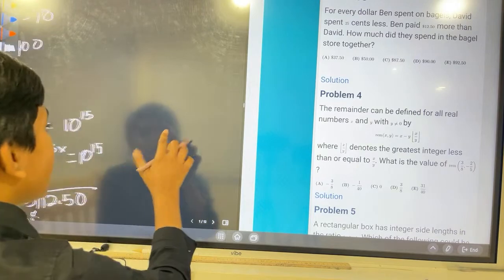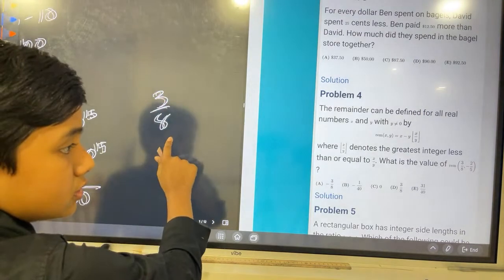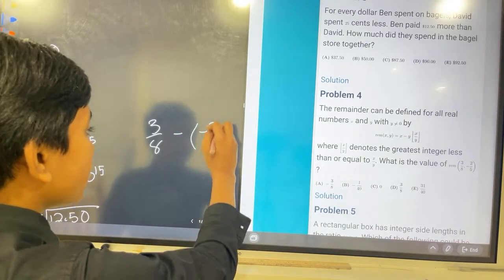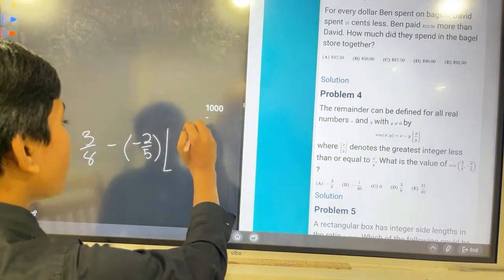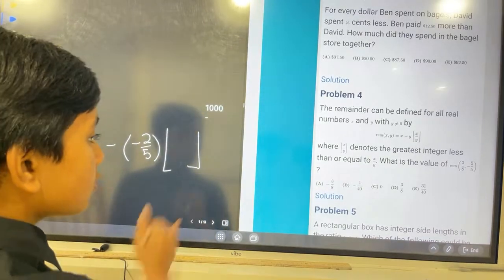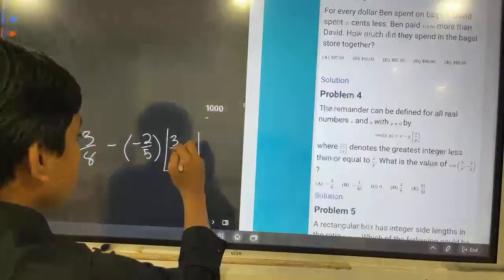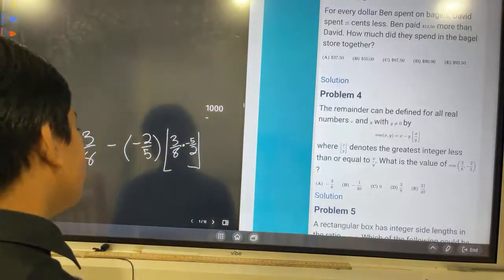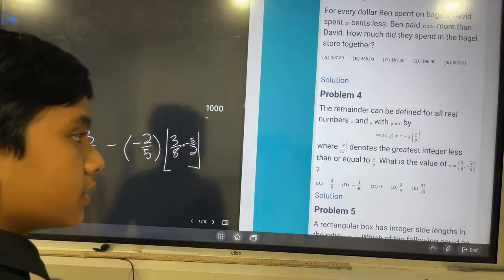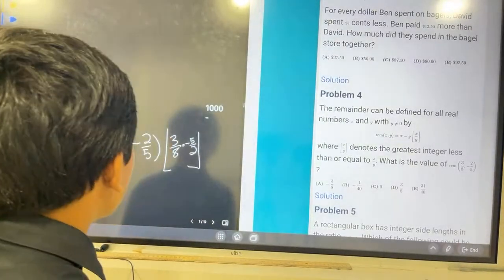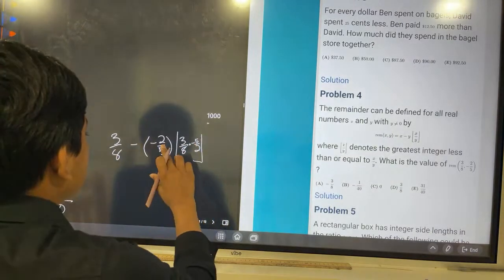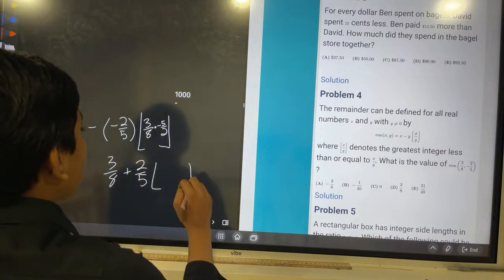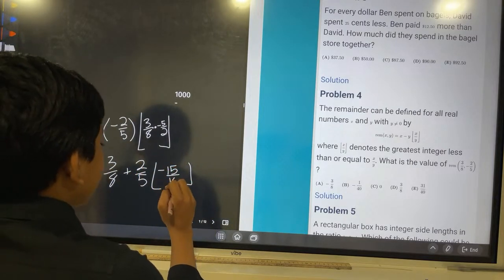Can't you just calculate that computationally? It's just 3 over 8 minus negative 2 over 5 times the floor of 3 over 8 over negative 2 over 5. Then we flip it around with the a over b over c over d rule. So then, you get 3 over 8 plus 2 over 5 times floor of negative 15 over 16.